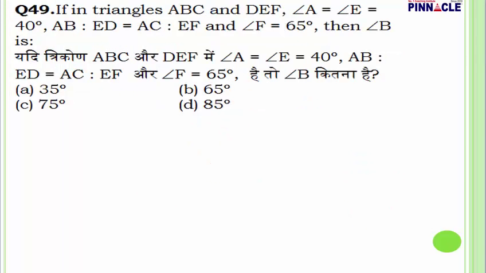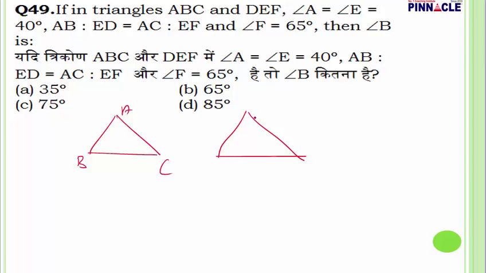Question number 49. In triangles ABC and DEF, A is equal to E, 40 degrees, AB and ED, AC and EF are in ratio, and F is equal to 65, then B is equal to how much? Now you can draw ABC and DEF like this. Here A is equal to E, which is 40. So this is 40.